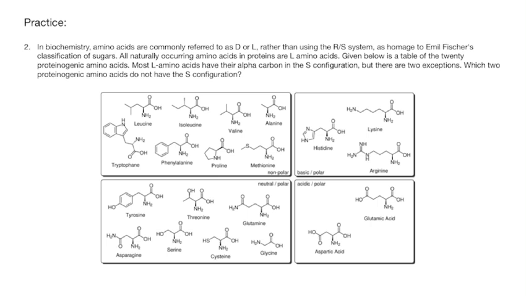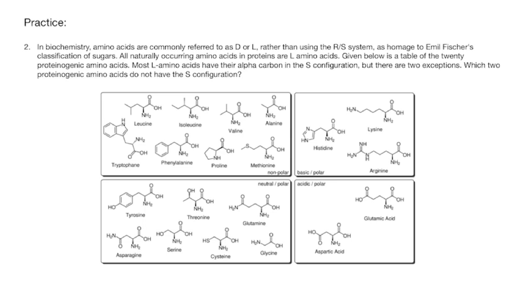Given below is a table of the 20 proteinogenic amino acids. Most L amino acids have their alpha carbon in the S configuration, but there are two exceptions. Which two proteinogenic amino acids do not have the S configuration? Feel free to pause the video and try this problem on your own first.